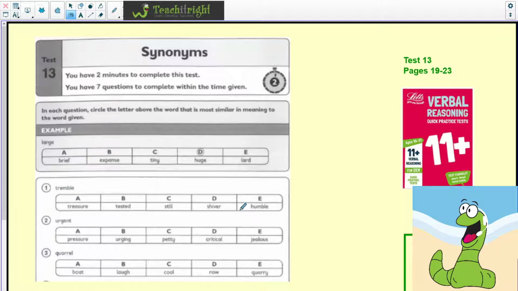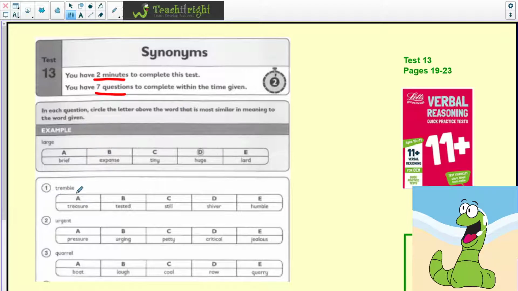So you've got 5 options. Only one of them, of course, is going to be a synonym. Now, it's actually only giving you 2 minutes here to do 7 questions. So again, that's super speedy. We might suggest at this stage of the year to actually give yourself a little bit longer. Maybe you could achieve that nearer your exam, but maybe give yourself a bit longer if you need it.